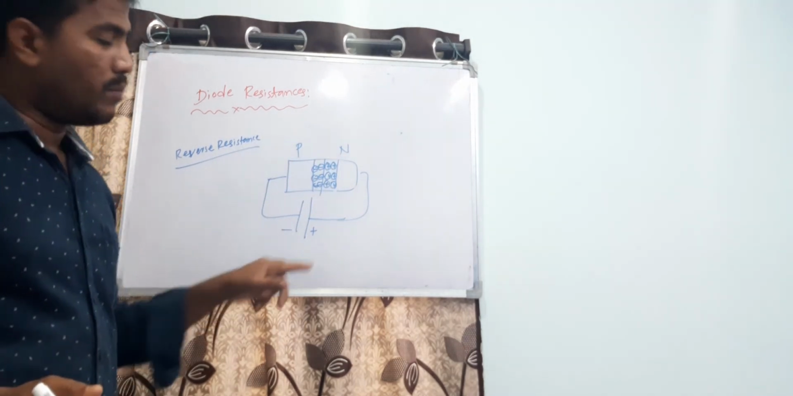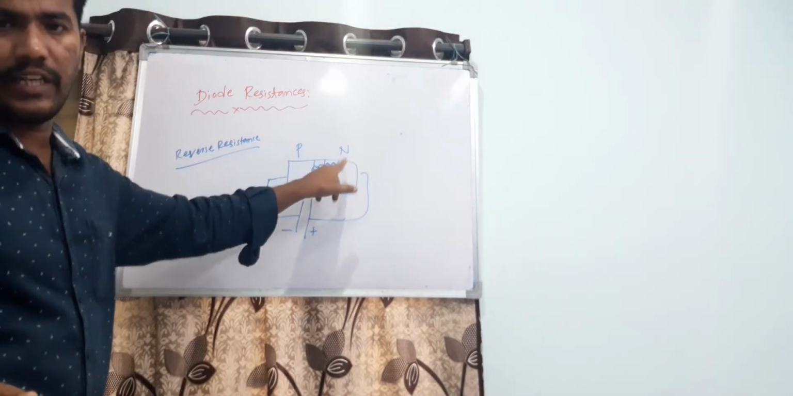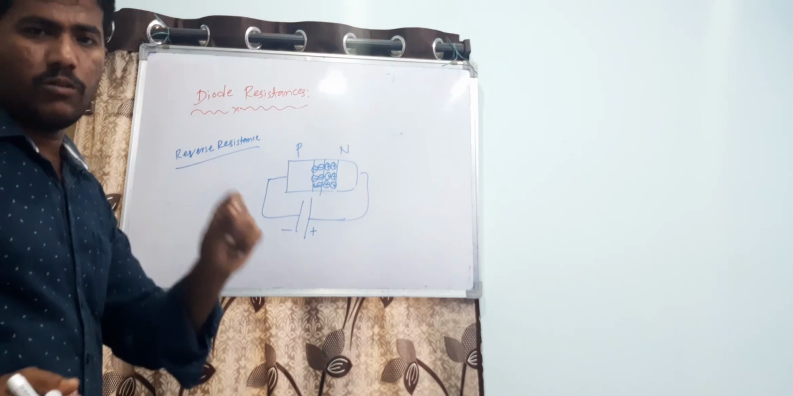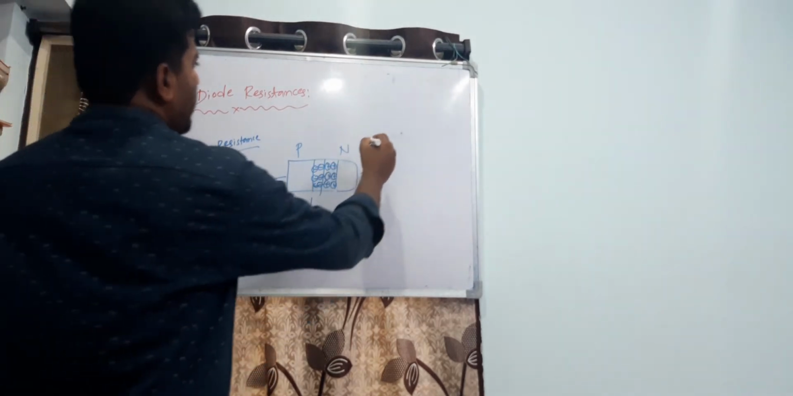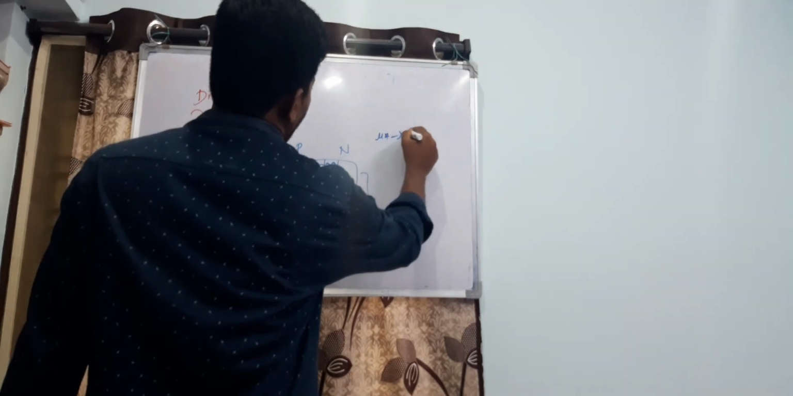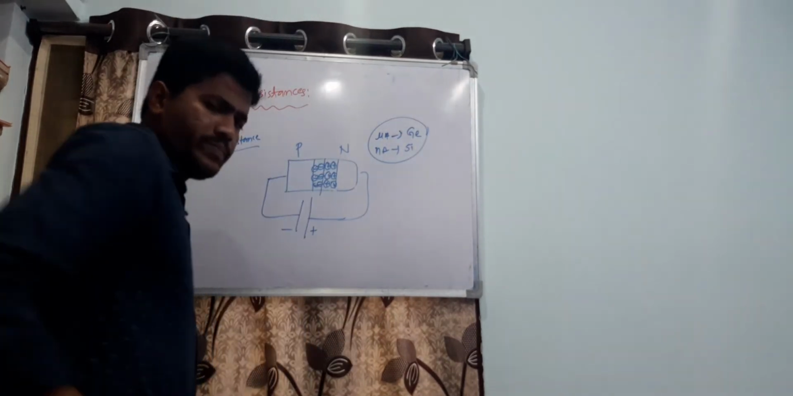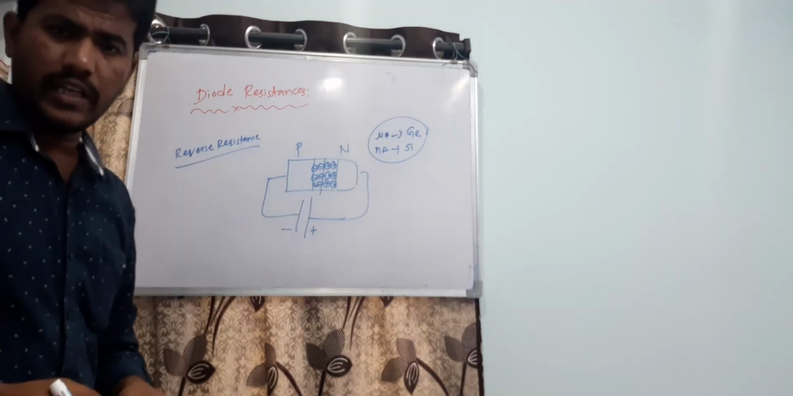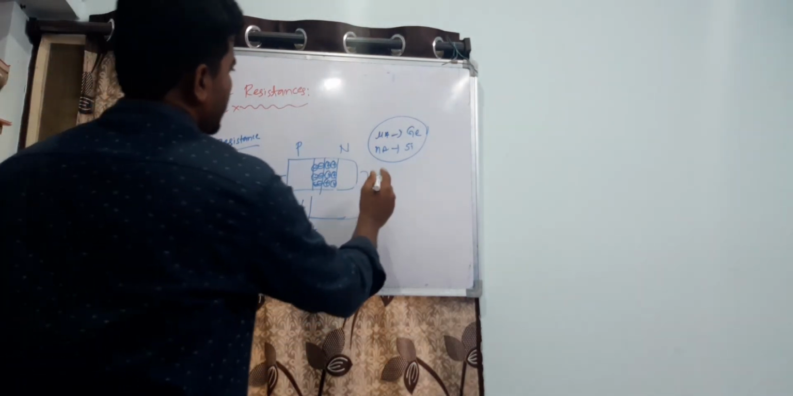But due to this electric field, the minority carrier holes present in the n type and the minority carrier electrons present in the p type move and give a very small amount of current. That current will be microamps for germanium and nanoamps for silicon. This is a very small amount of current.